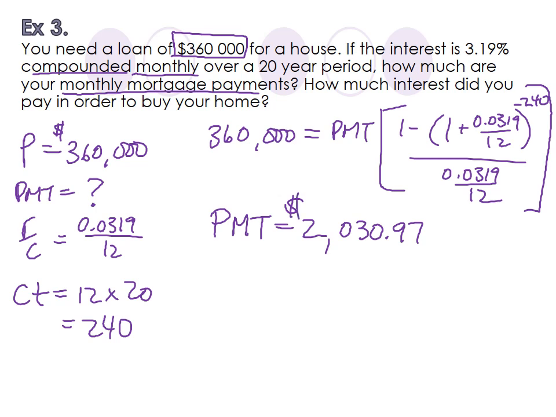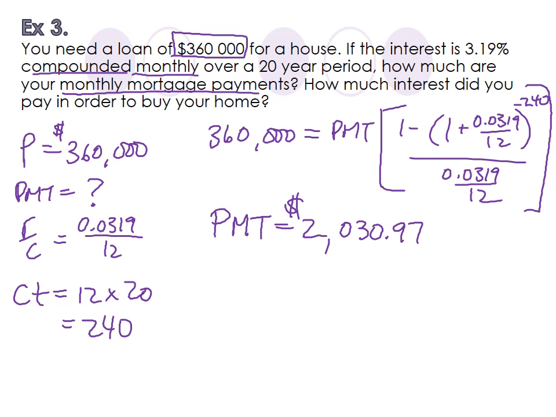Seems like a reasonable mortgage payment, or at least in terms of the numbers in this question, which, by the way, that interest rate is the current mortgage rate at most institutions right now, and $360,000 for a house would get you probably an average to above average house at this point in the market.